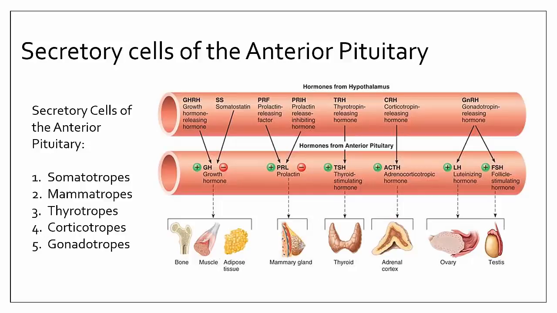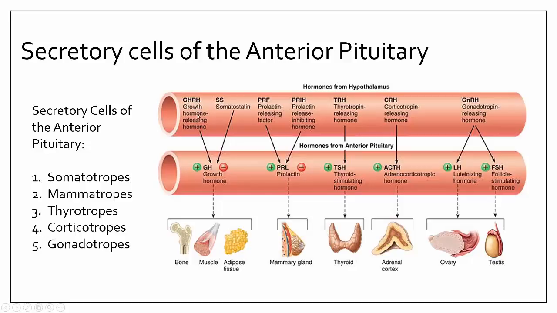Now this is a really great figure, okay? This shows all the releasing hormones from the hypothalamus, what they affect and how, and then the final targets in the body, okay? I also have on here, since the title of the slide is the secretory cells of the anterior pituitary, a list of the specific cells in the anterior pituitary gland that release these different hormones. And the names make sense, okay? So follow along with me.